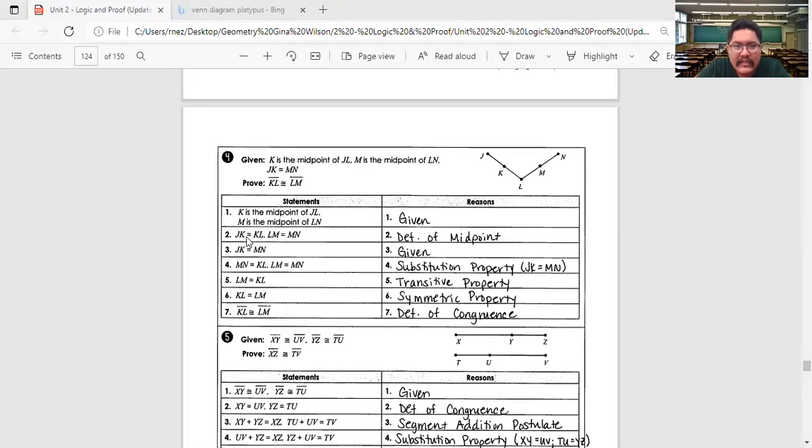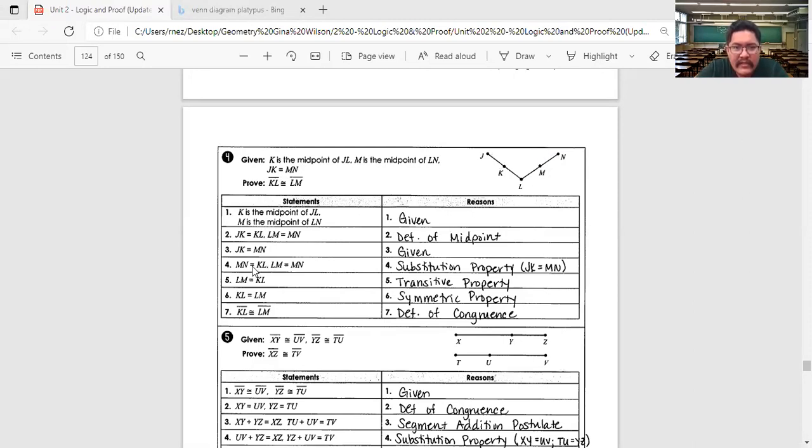All right, so JK, from here to here, is equal to LM. LM is equal to LN. So these two segments are equal, and this one and this one are equal, because we know they're midpoints. If K and M are midpoints, then that means this segment of each one is going to be the same. We also know that this little segment is the same as this one, MN. That's a given, so we know that's true.